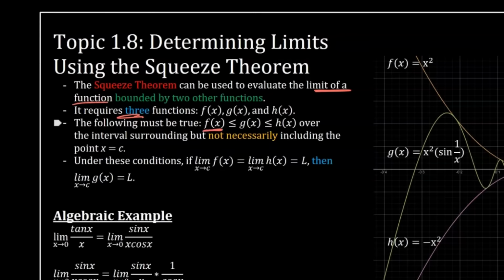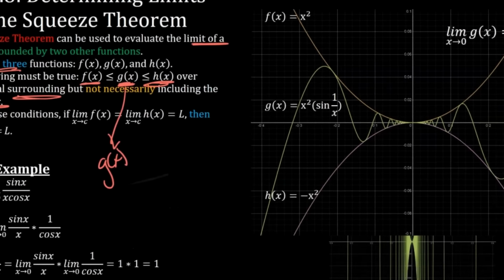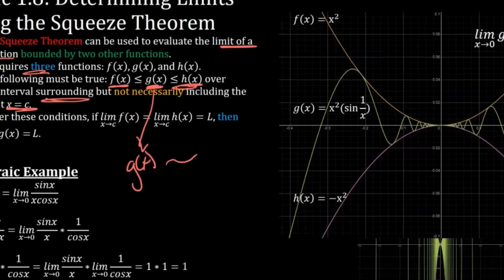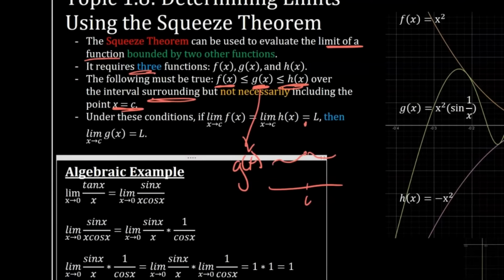And the first function, right, has to be less than or equal to the function we actually need. This is the function we're trying to find the limit of, right? And this function must be greater than it, over the interval surrounding but not necessarily including the point x equals c. So if we had, let's say, a function here and this is all true, but then there's a random thing that's defined up here for that function, it doesn't matter, because if this is c, we're only looking at the interval surrounding c, not necessarily at c, right?